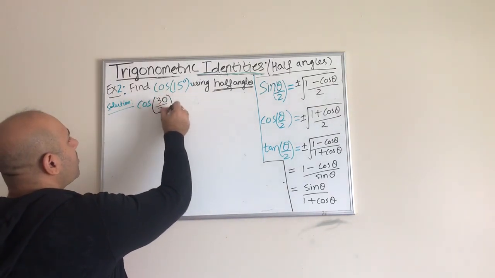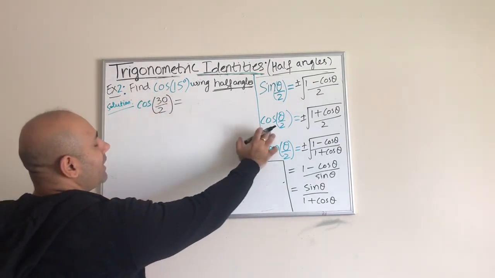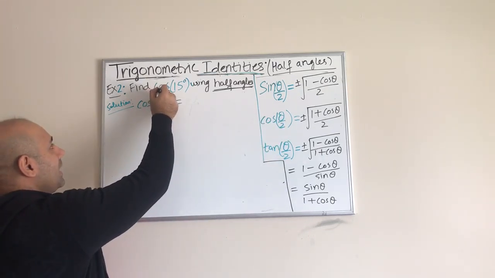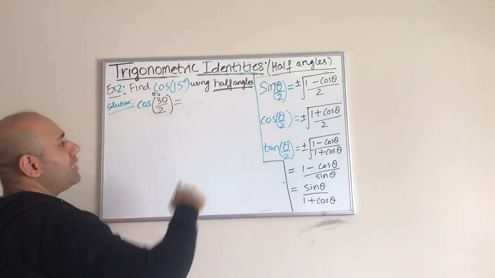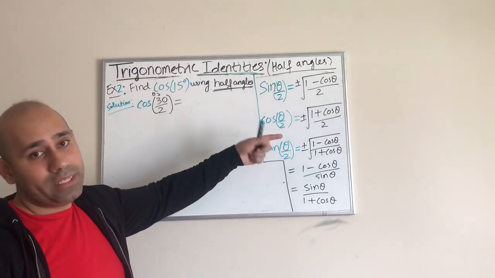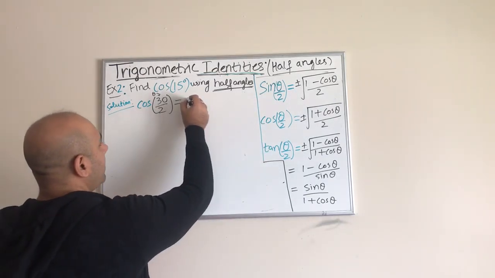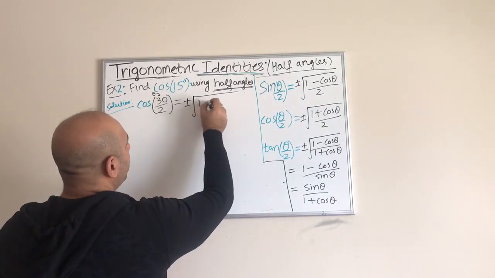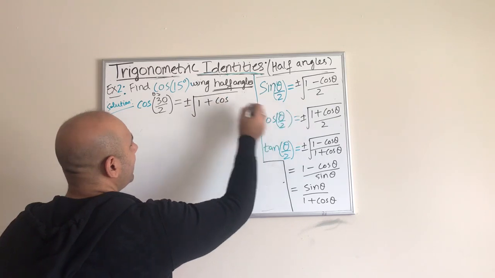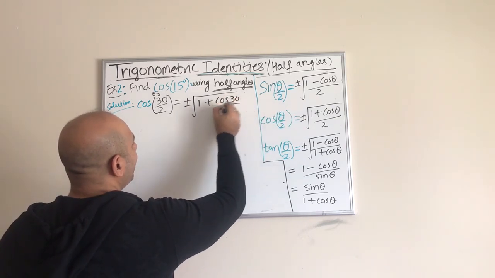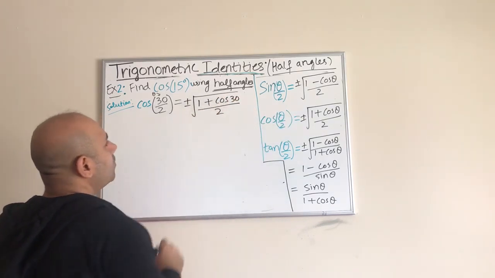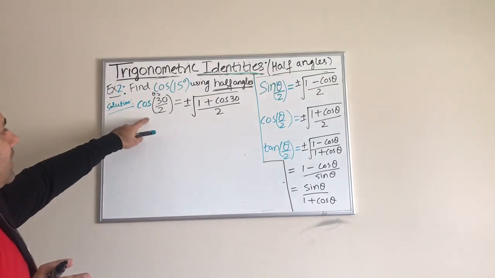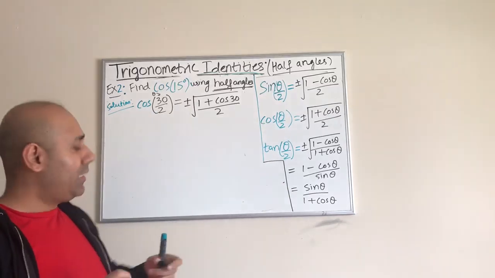So 30 over 2. Now this looks exactly like the cosine of a half angle, where theta is 30 degrees. So we can simply use the identity: plus or minus the square root of 1 plus cosine of theta, all over 2. Instead of theta I have 30 degrees, divided by 2. That's all we have to do in the first step: write it as a half angle and then use the identity.